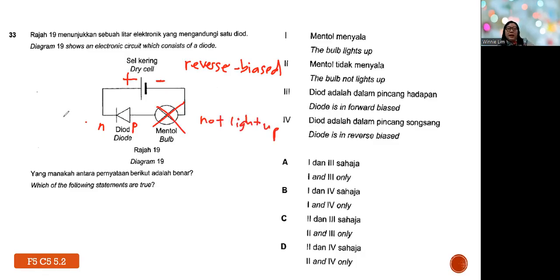But vice versa. Let's say the teacher changes the terminals of the battery this way, negative with the N-type. That means they will allow current to flow. Then it will be forward bias. Everything here will be forward and the bulb can light up. So since it's reverse, it does not light up, so we see the choices. So it's number 2 and also number 4.